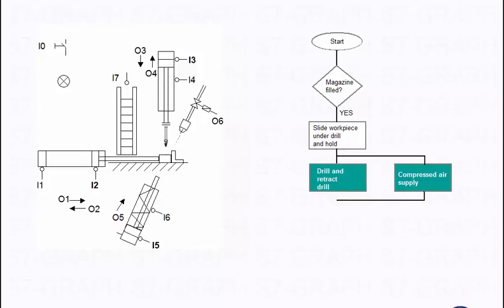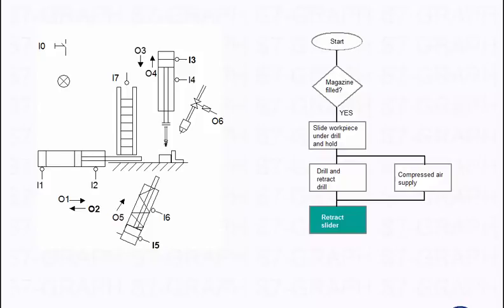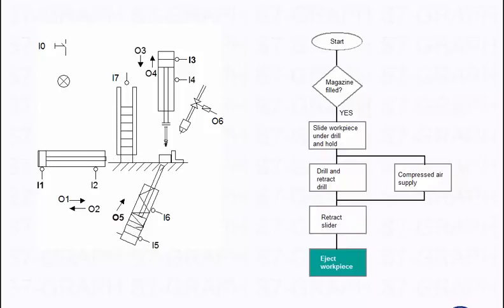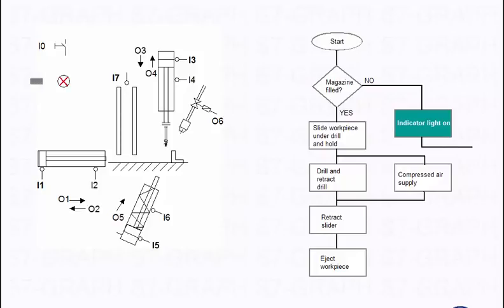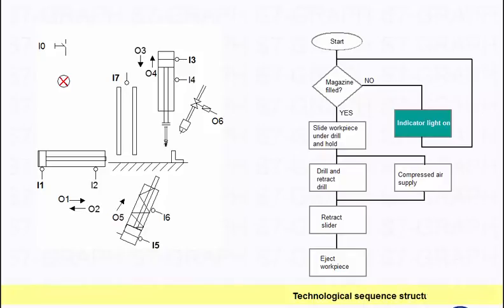During the drilling process, compressed air for chip removal is applied until the drill is back in the starting position. Then the slider moves back and the finished workpiece is ejected. If no more workpieces are left in the magazine, the indicator lights will indicate this, and the process will be interrupted. The technological sequence structure results from the task described in this example.